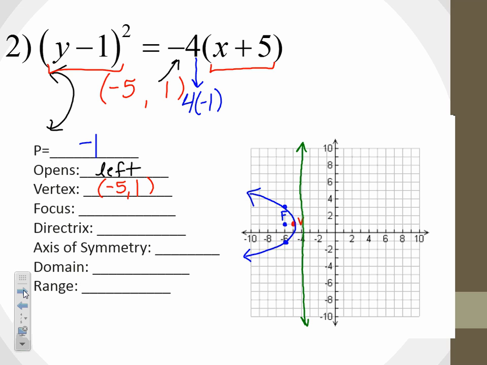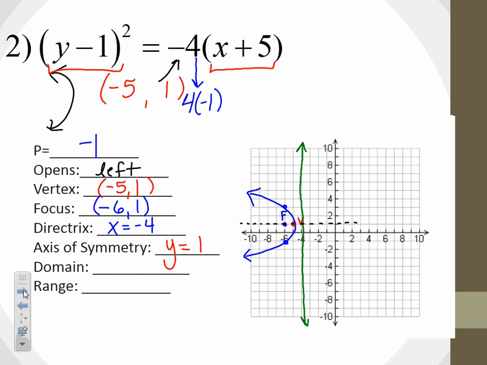And now we should be able to complete all the missing pieces here. So the focus is at -6, 1. The directrix looks like it goes to the x-axis at -4, so I'd say x equals -4. The axis of symmetry, if I fold him in half right here, through where y equals 1, so we'll say y equals 1 for axis of symmetry.